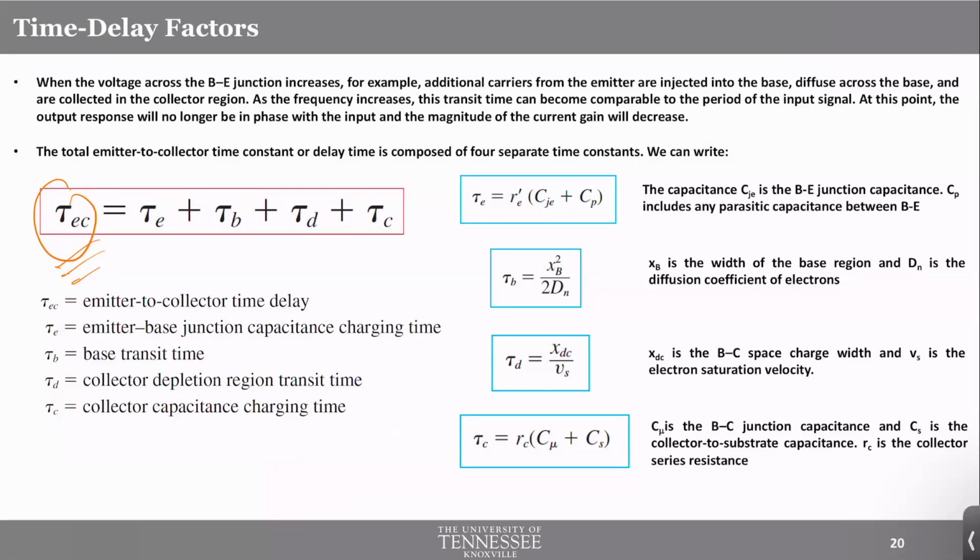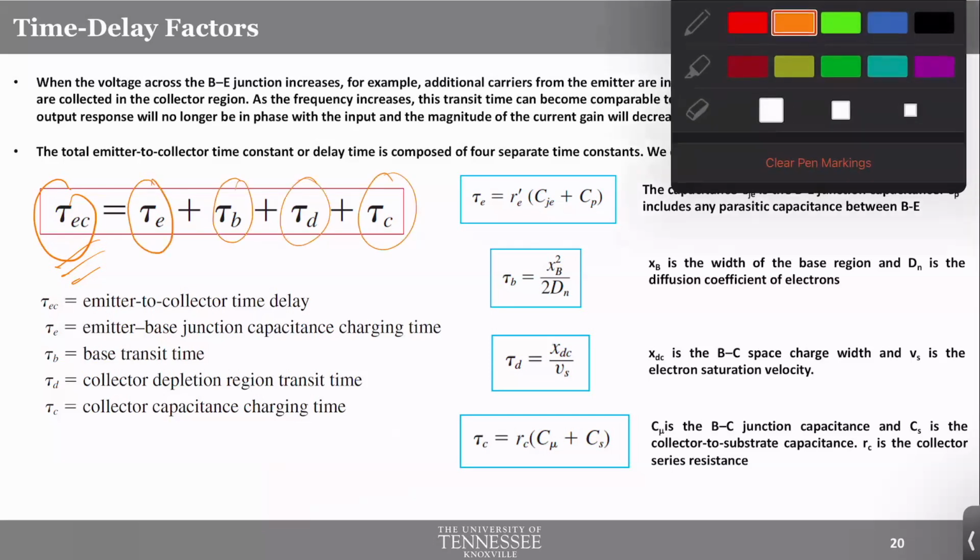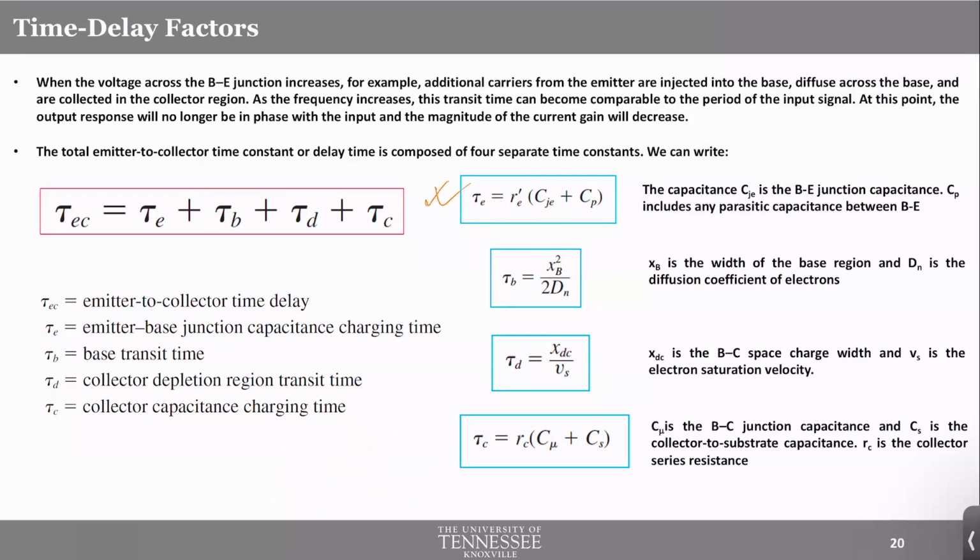It is basically divided into 4 factors. There are 4 factors at play that determine the overall speed. Number 1 is tau e, which is connected to capacitive components in the base emitter junction. So remember that you're going from emitter, base to collector. So you have to first go through the base emitter junction. This is where the first component comes in, and these capacitances are related to the junction capacitance.